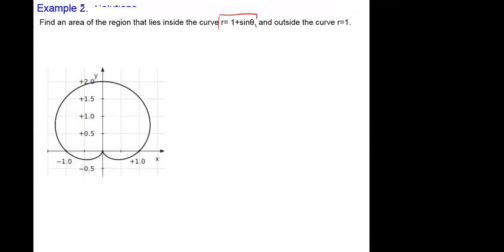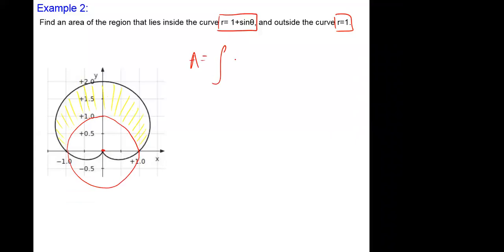This is my first curve. The second curve is just the circle with center 0, 0 and radius 1. I will try to draw it. Now we're looking for the region inside the cardioid and outside the circle. This one. I will have an integral of the longer radius, that's longer, that's shorter. I can name this one R sub 1 and this one R sub 2, so R sub 1 minus R sub 2.